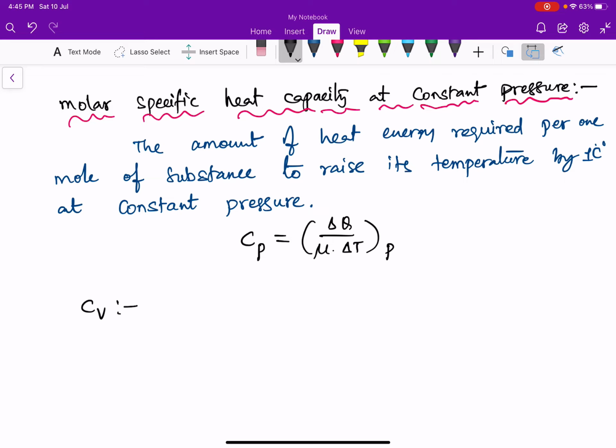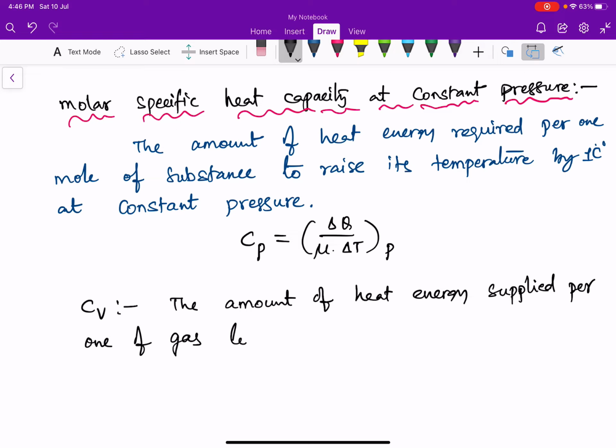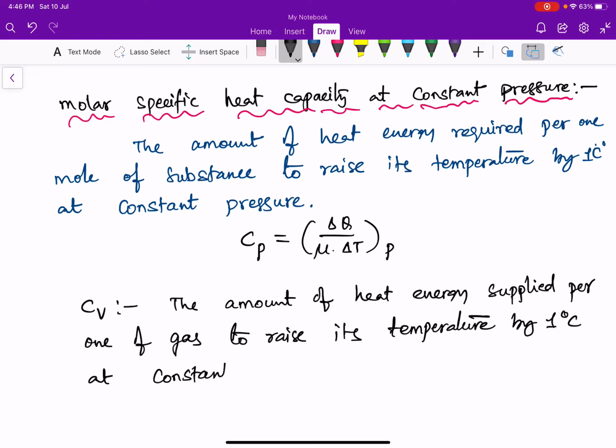Cv is nothing but molar specific heat capacity at constant volume. In this case, the amount of heat energy required, I am writing again, the amount of heat energy supplied or required per 1 mole of gas or substance to raise its temperature by 1 Celsius degree at a constant volume. Just change the term to constant volume.